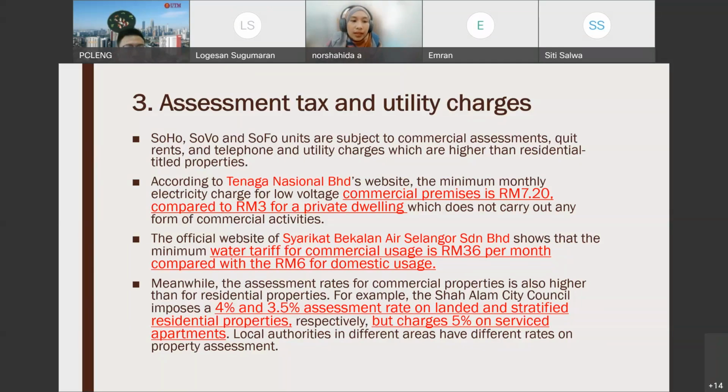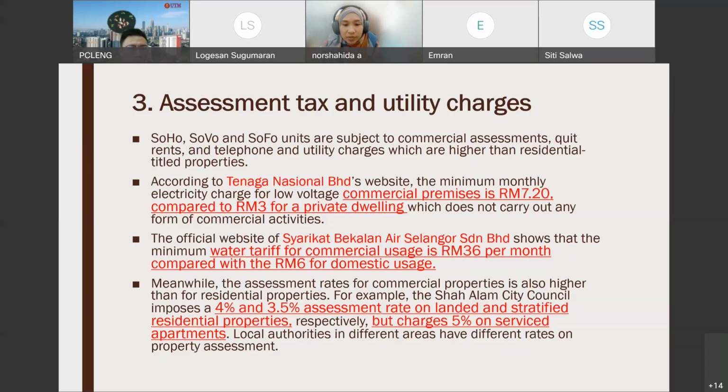Okay. And then the official website of Syarikat Bekalan Air Selangor shows that the minimum water tariff for commercial usage is RM36 per month compared with RM6 for domestic usage. You pakai ke air kat rumah tu, dia akan charge RM6. Tapi kalau untuk commercial title, dia akan start with RM36. So you boleh calculate lah berapa banyak kali ganda tu. About 5 times, kan? 5 to 6 times.